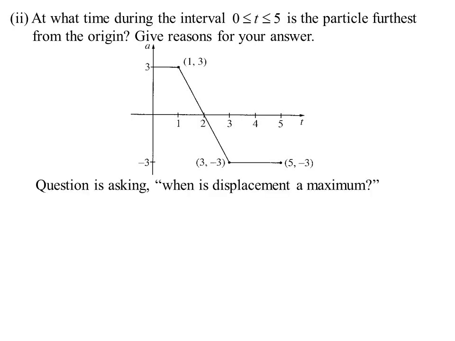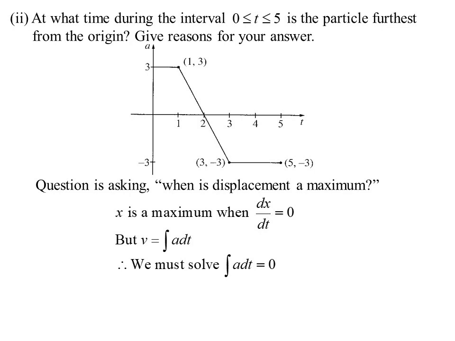Okay. So what it's asking is, when is its displacement a maximum? When are you the furthest away? I know that displacement is a maximum when its derivative is equal to 0. So the velocity is equal to 0. But velocity is the integral of acceleration. We need to work out when is the integral of acceleration equal to 0. Now we don't have a function. I suppose we could work it out because they're nice neat straight lines. We could come up with an equation and do it that way. That seems like a lot of work though.